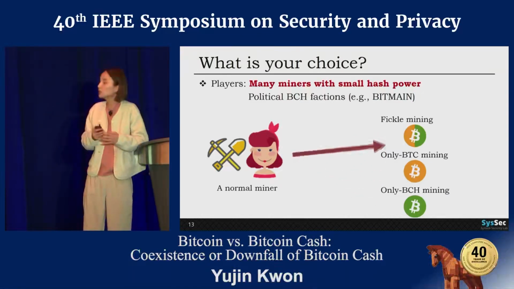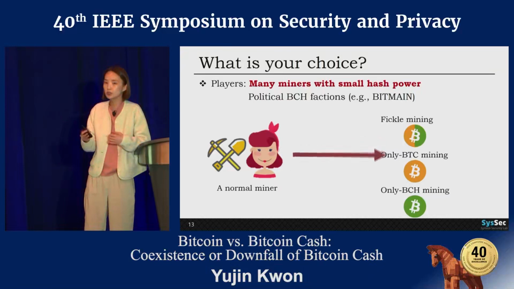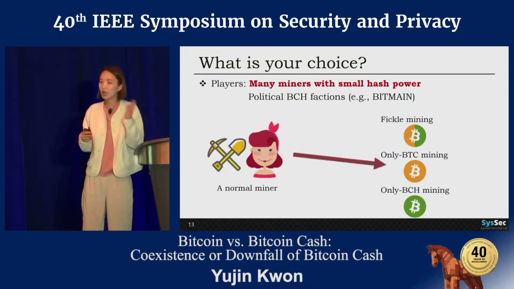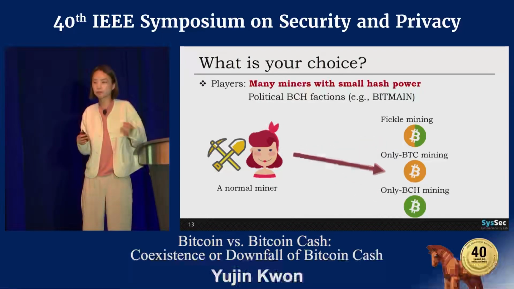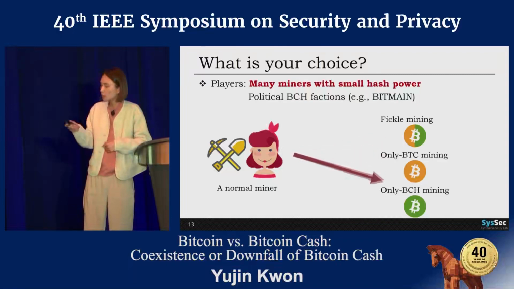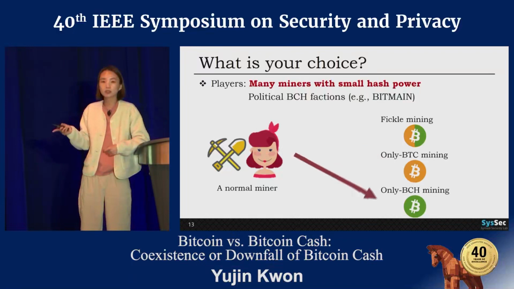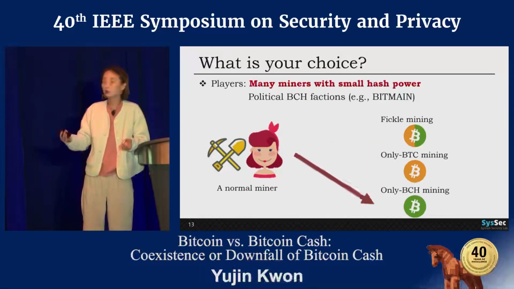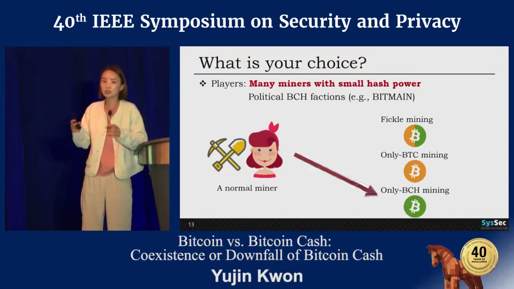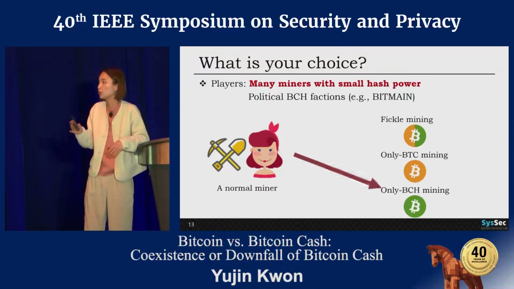That is, depending on the profitability of the strategy, the miner can dynamically choose the most profitable one. We should note that only BTC and only BCH mining imply that they continuously conduct BTC and BCH mining respectively, regardless of the coin mining difficulty.